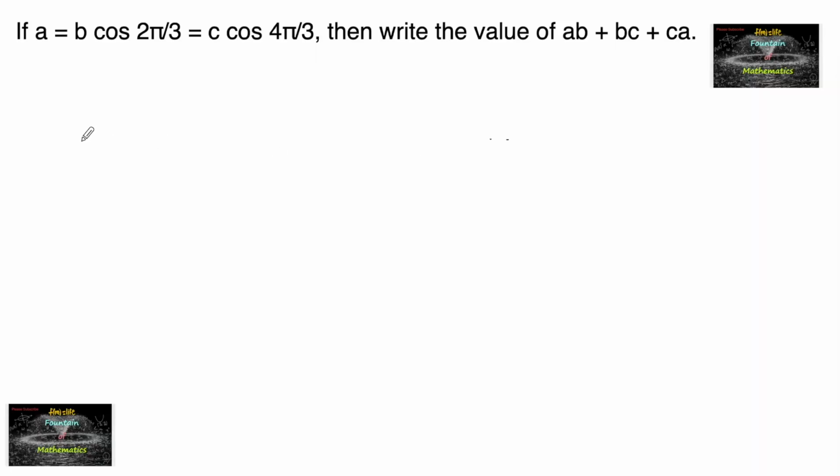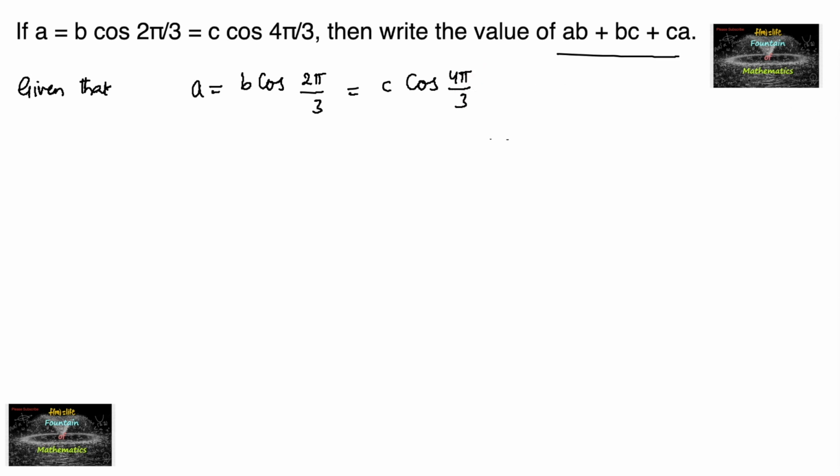If a is equal to b cos of 2 pi by 3 is equal to c cos of 4 pi by 3, then write the value of ab plus bc plus ca. So given that a is equal to b cos 2 pi by 3, which is equal to c cos 4 pi by 3. So that is a is equal to b cos of 2 pi by 3, we can write pi minus pi by 3, which is equal to c cos of pi plus pi by 3.